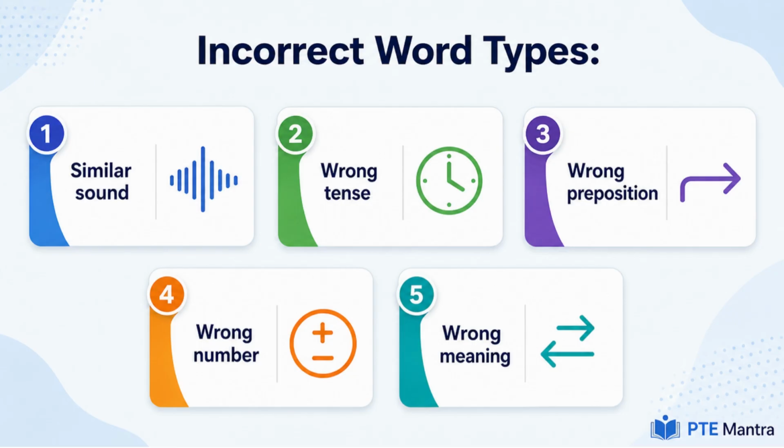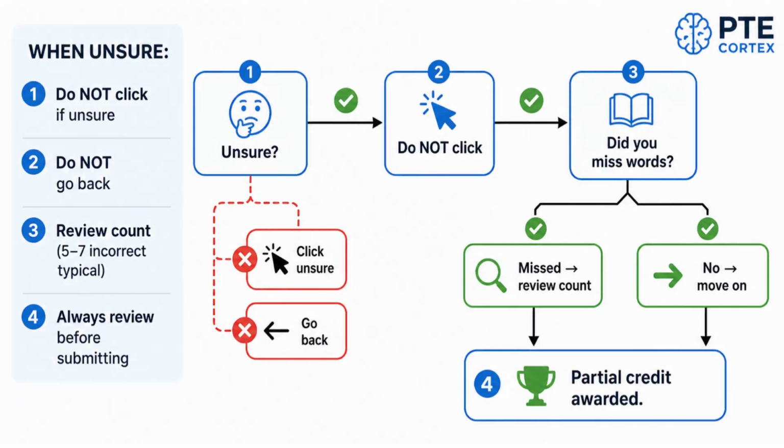PTE Mantra Rule. Pay special attention to words that sound similar or have similar spelling. These are the most common traps. Practice identifying these types in practice tests. You will be unsure about some words. That is guaranteed. Here is the PTE Mantra Rescue Strategy. Strategy 1. If you are unsure, do not click. Remember, wrong clicks equal to -1. It is better to miss a wrong word than to click a correct word.